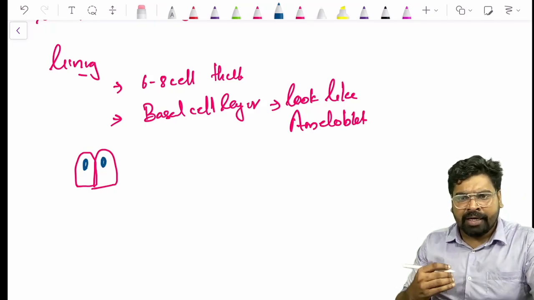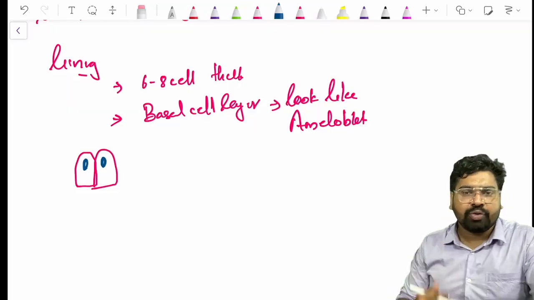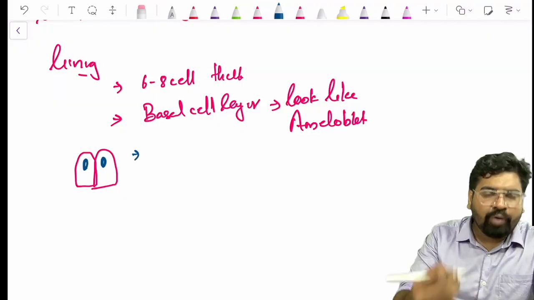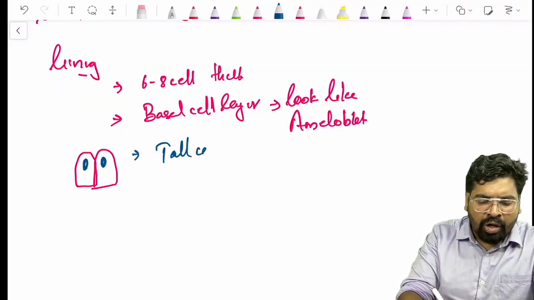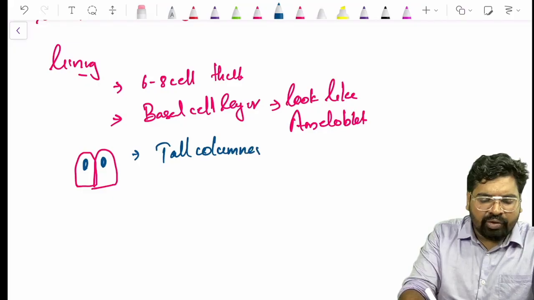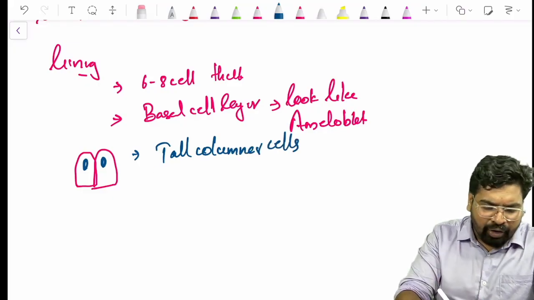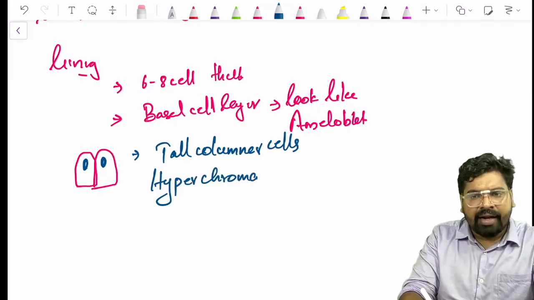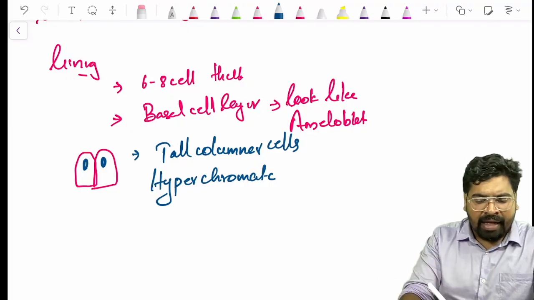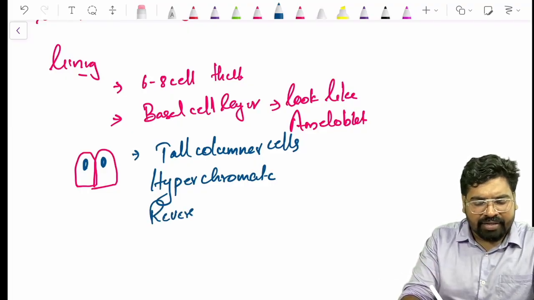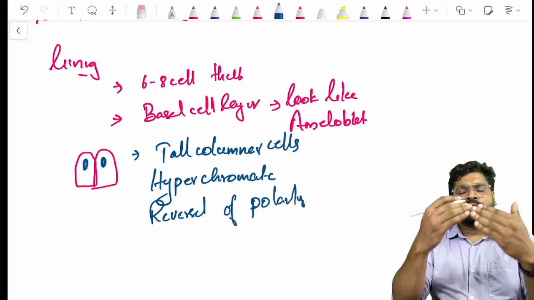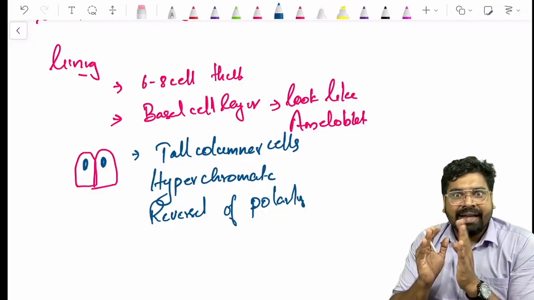Reverse polarity means the nucleus is towards the apical portion. So we are seeing ameloblast like cells. They are tall columnar cells with a hyperchromatic nucleus, dark blue nucleus. That is hyperchromatism. Reversal of polarity means the nucleus is towards the upper side. So this is the feature of the basal layer.